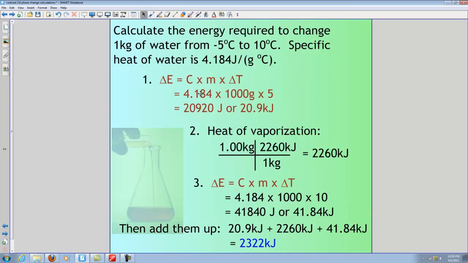And actually, we should go back here. This specific heat here for water, that's actually not right because at this point it's ice. It's at -5 degrees. So that has a different specific heat. I think it's 2.1. So that would change that part of the value a little bit, but the process is still the same.